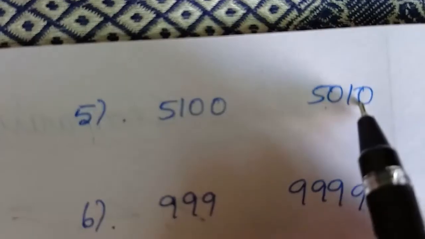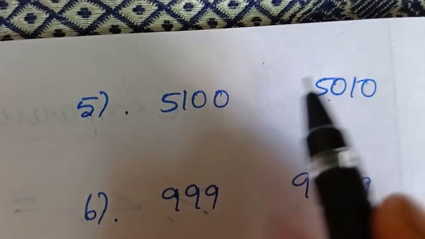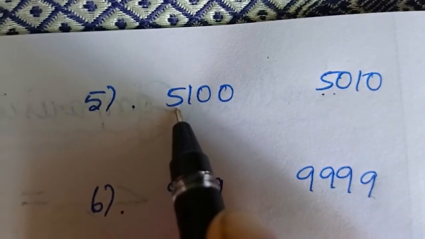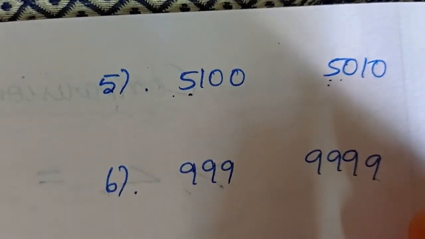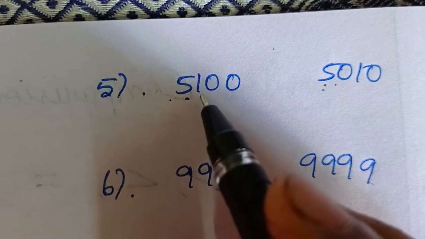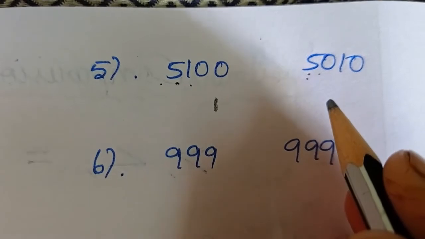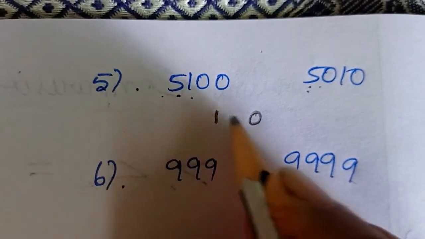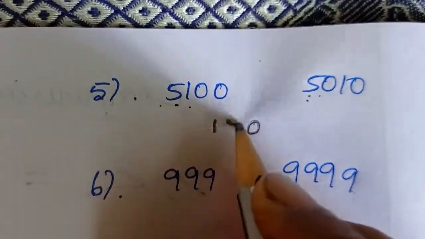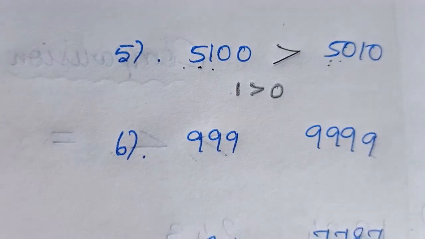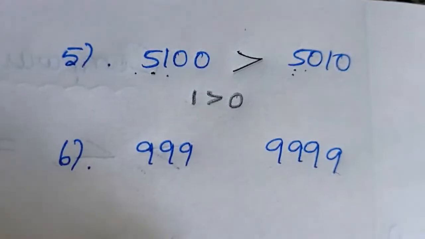Now children, let's do the next problem, that is 5100 and 5010. Both the numbers have the same digit, so check the 1000 place values for both the numbers. The 1000 place values are also the same, so check the 100 place value. The 100 place value for the first number is 1 and for the second number is 0. So which one is greater, 1 or 0? 1 is greater. So we know that 5100 is greater than 5010.